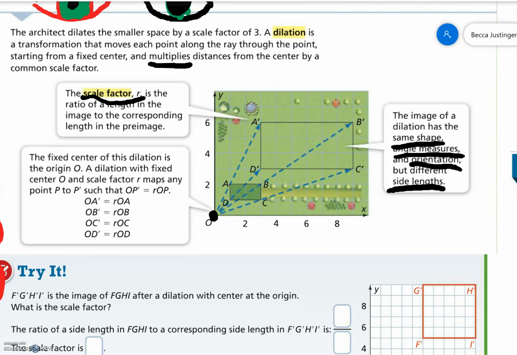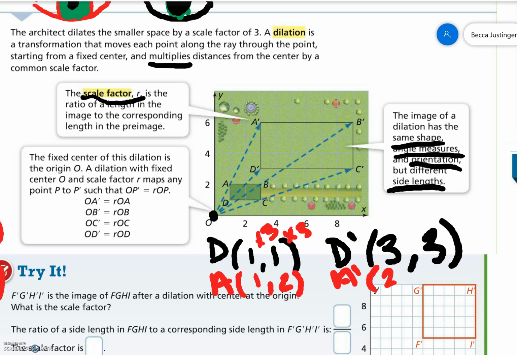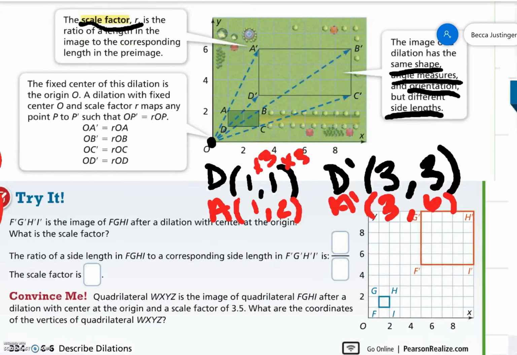So as we can see here, D went from 1, 1 to now being D prime at 3, 3, because we wanted to dilate by a scale factor of 3. So basically what you have to do is multiply by 3. Same thing, we can see A was 1, 2, and then A prime became 3, 6, which is multiplication by 3 both times.